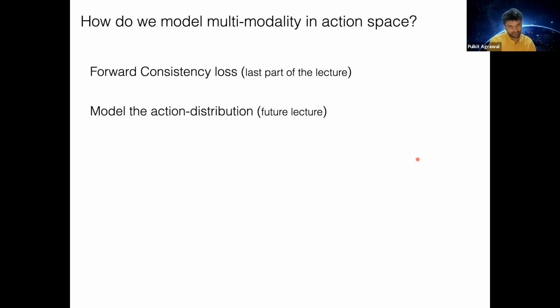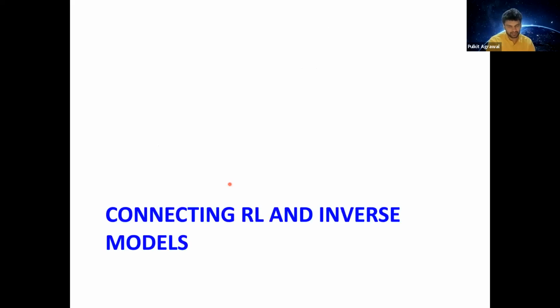Now, the other thing we could do is to model the action distribution. If you are familiar with models like variational autoencoders or other probabilistic ways of modeling distributions, you can use that. Something we will look at briefly in a future lecture. Or you can use reinforcement learning or rewards to resolve this multimodality issue. So that is what we're going to focus on now in this part of the lecture: the connections between reinforcement learning and inverse models.